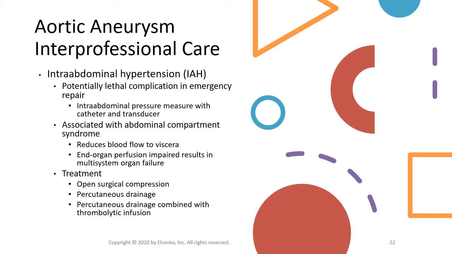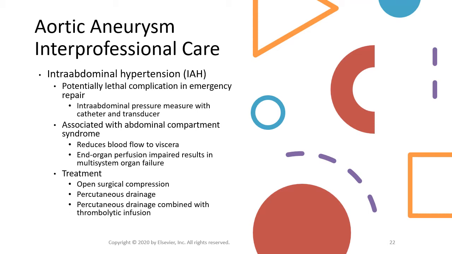IAH is confirmed by measuring the patient's intra-abdominal pressure indirectly through a catheter and transducer system. Treatment goals include control of situations that lead to IAH. Interventions include open or surgical decompression, percutaneous drainage, and percutaneous drainage combined with a thrombolytic infusion. Supportive measures such as intubation, ventilation, patient positioning, gastric decompression, cautious fluid resuscitation, pain management, and temporary hemofiltration are used.